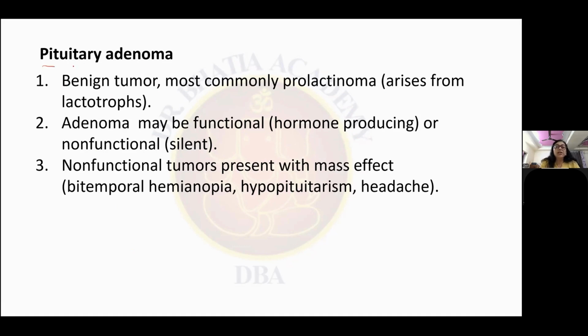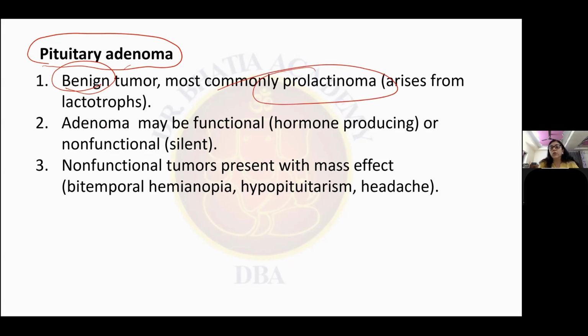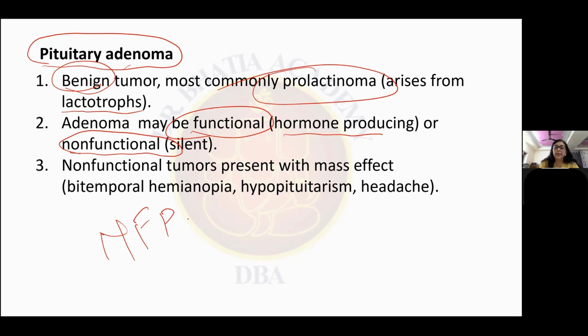Now, what are the pituitary adenomas? Any mass of the pituitary, any of the cells can become hyperplastic, and there will be a pituitary adenoma. Most of them are benign. And the most common pituitary adenoma is a prolactinoma, arising from the lactotrophs. Adenomas can be functional, that is hormone producing, or at times they are non-functional pituitary tumors, which we commonly call NFPT.